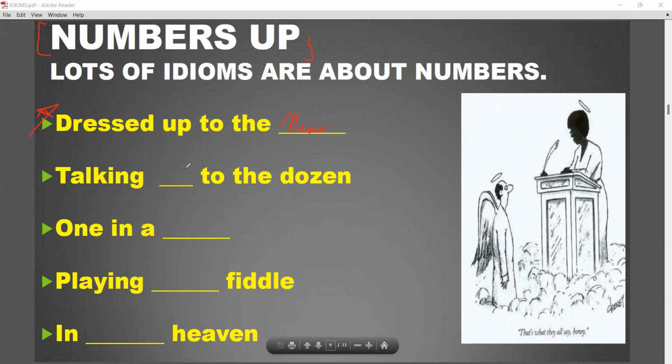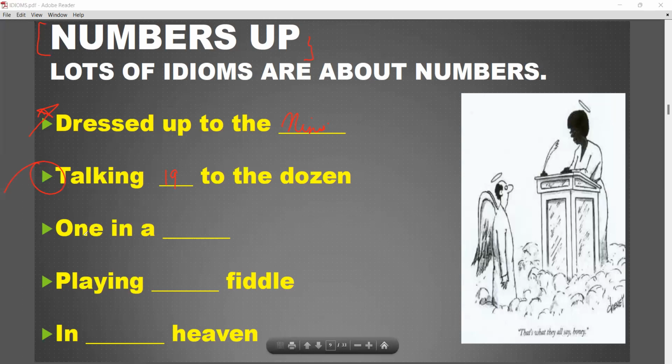Talking dash to the dozen. It's actually talking nineteen to the dozen. Nineteen to the dozen means that you talk a lot, to talk without stopping. To be very frank, whenever I'm excited, I talk nineteen to the dozen. To talk too much, that is talking nineteen to the dozen.